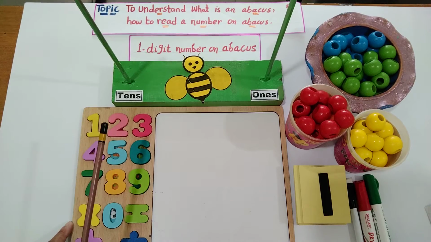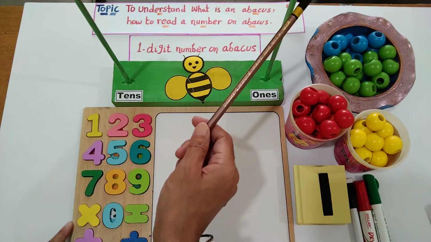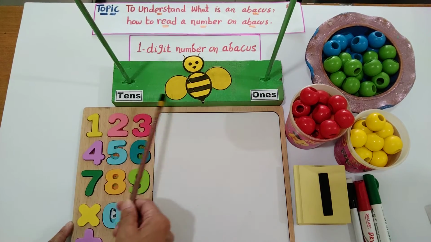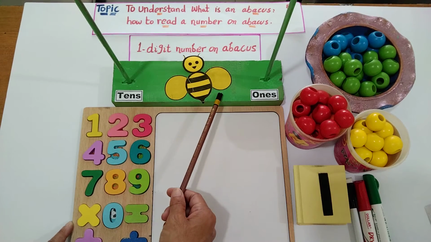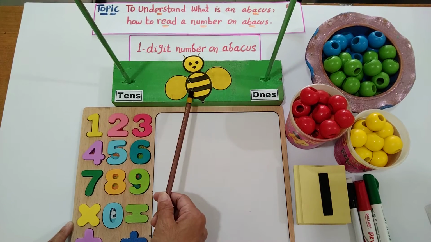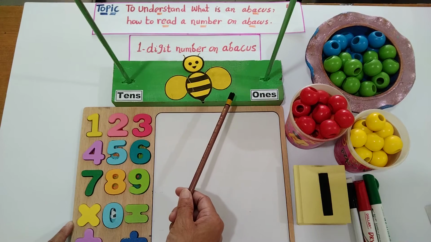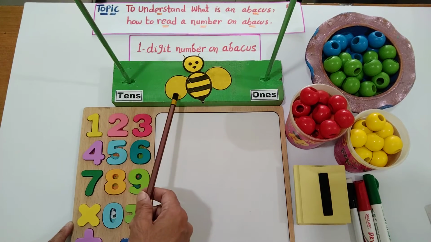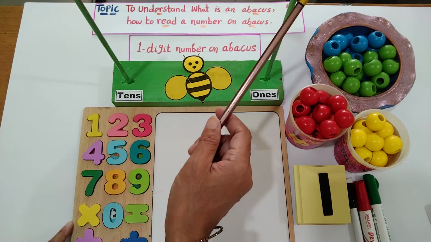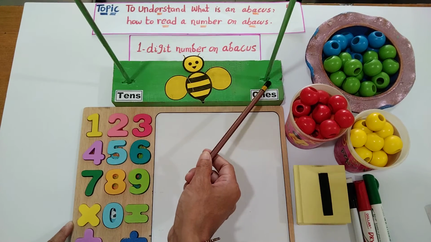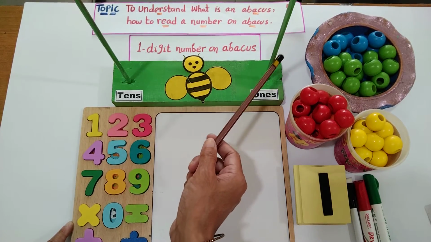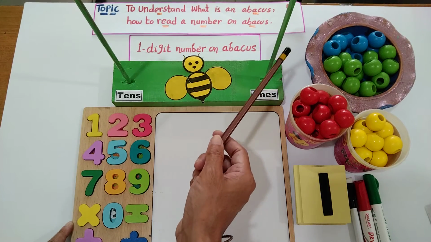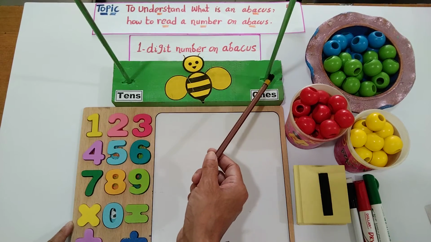So dear students, now can you see this abacus? Yes, this is an abacus having two different rods. Can you tell me where is ones place on this abacus? Yes, this is ones place on the abacus. This rod represents ones place on the abacus.